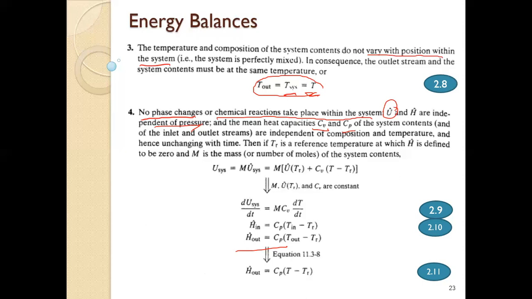So for this case, you can write the internal energy of the system as m multiplied by U of the system, equal to m U reference plus Cv times (T minus T reference). Then dU/dt equals m Cv dT/dt. Also the enthalpy in and out: H in equals Cp (T in minus T reference), and H out equals Cp (T out minus T reference). For this case, there is no phase change, only the temperature changes.